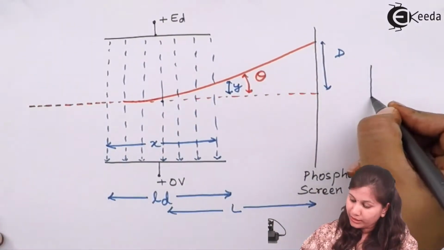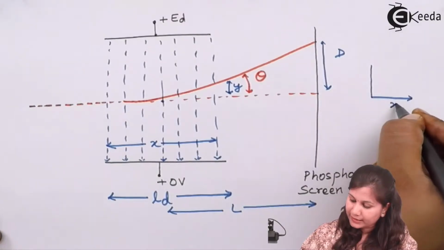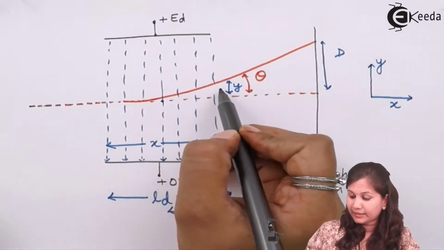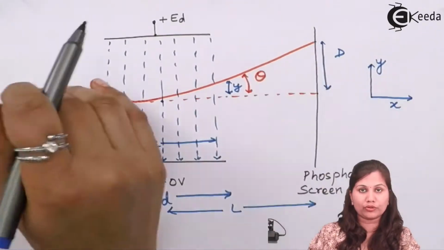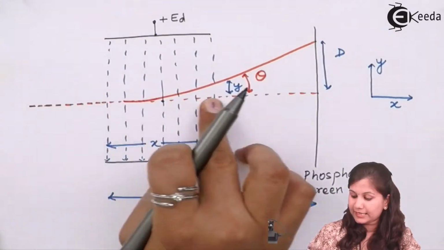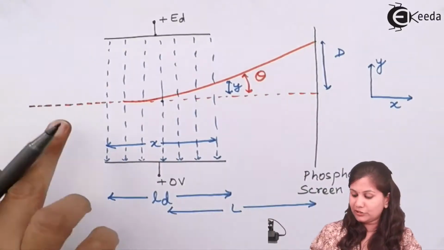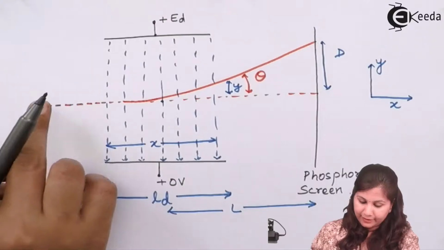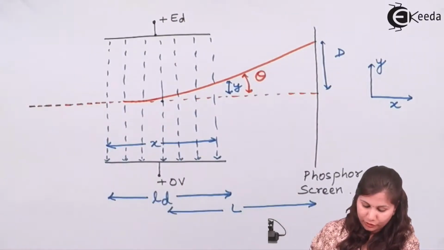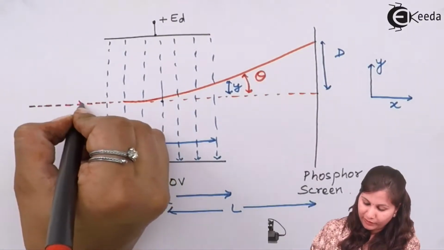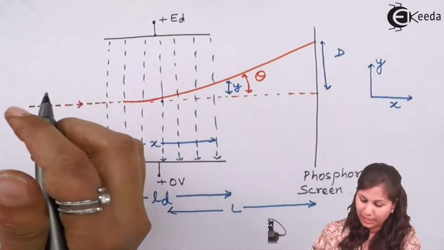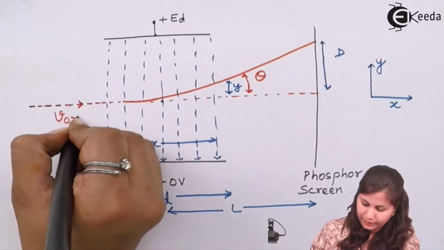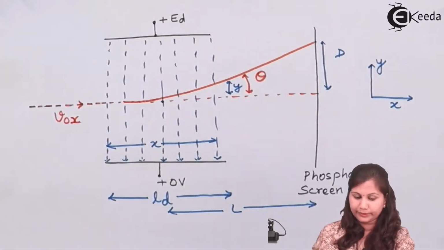So the electron is deflected in the x direction also and the y direction. In the y direction it is deflected due to the force acting on it, and in the x direction, because there is no deflection, it will go in a straight direction. And here, suppose the velocity of the electron when it is entering the electrostatic field is Vox.